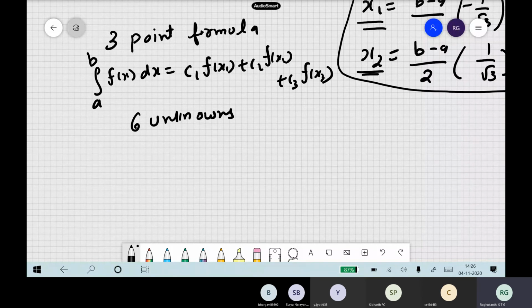Now what is it that you have to do? What is the philosophy? So we need 6 equations, sir. How do you find out 6 equations? Whatever formula you are deriving, it should be exact for what order polynomial? 6 points means what is the highest you can fit? 5th order polynomial.